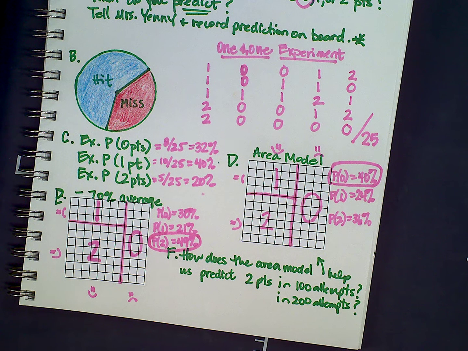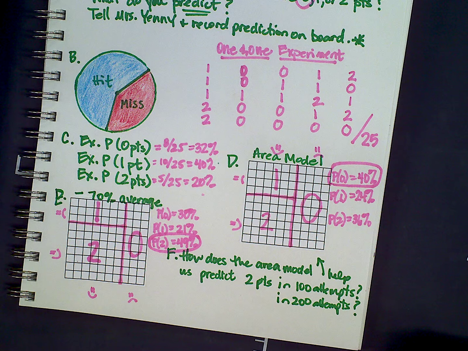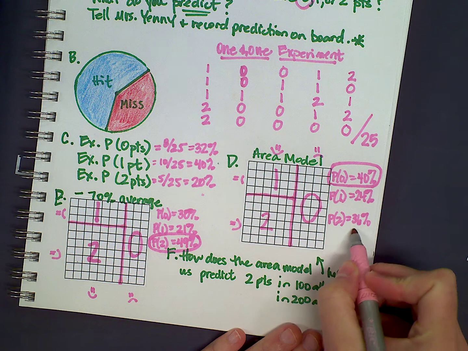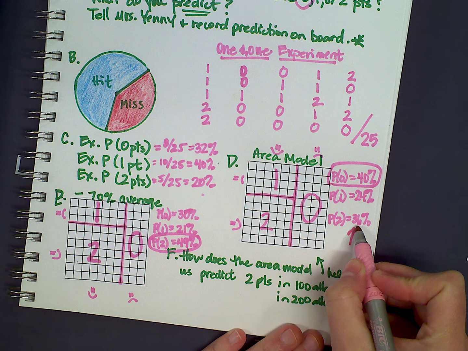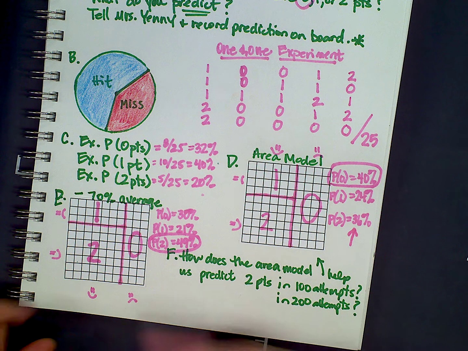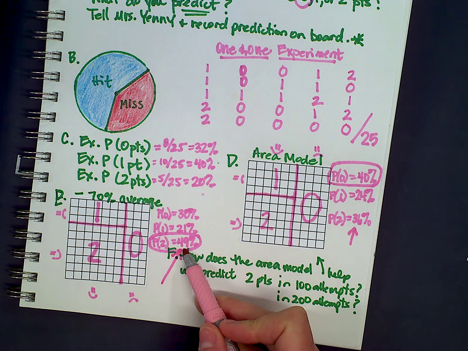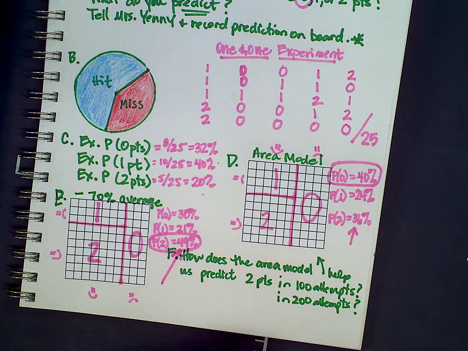All right, question F, the last one here. How does the area model help us predict how many times she'll score 2 points in 100 attempts or in 200 attempts? Well, since we already converted all of these to our percentages, we're just going to go back to those percentages. This tells us that 36 times out of 100 she will score 2 points. So I can double that for 200 attempts and say that 72 times out of 200 she would score 2 points. And then of course the same thing applies over here. This percentage would tell us that 49 times out of 100 she would score 2 points, or 98 times out of 200 she would score 2 points.